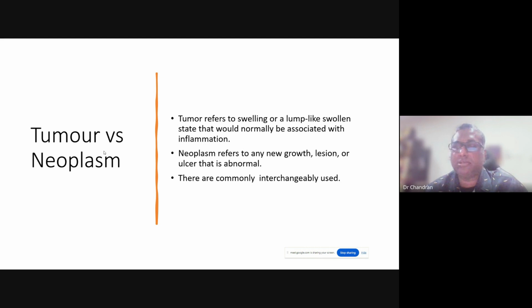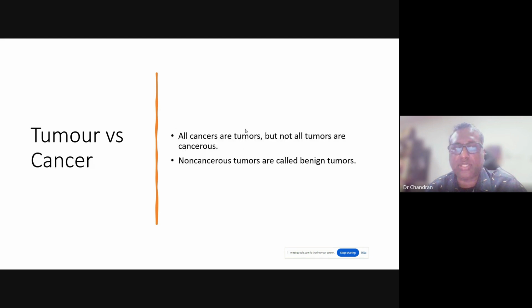That means neoplasm covers most cancers. Tumor is only for growth. But normally they're used interchangeably, even in reports, sometimes you can use them interchangeably.